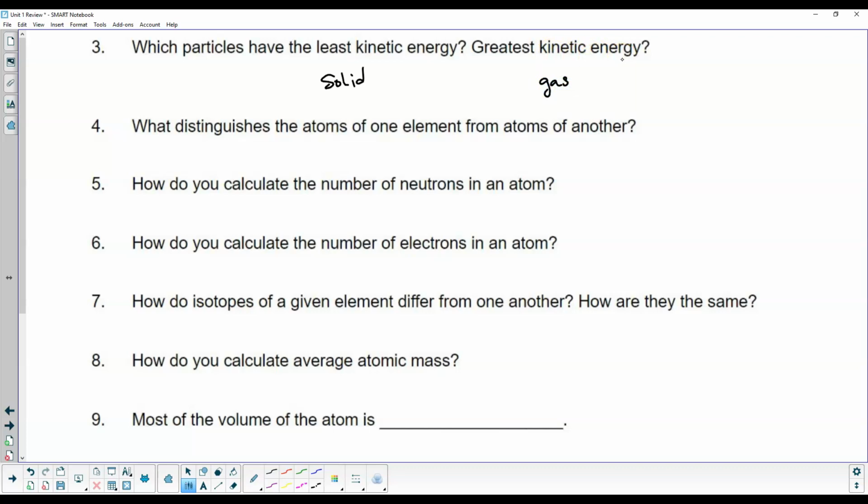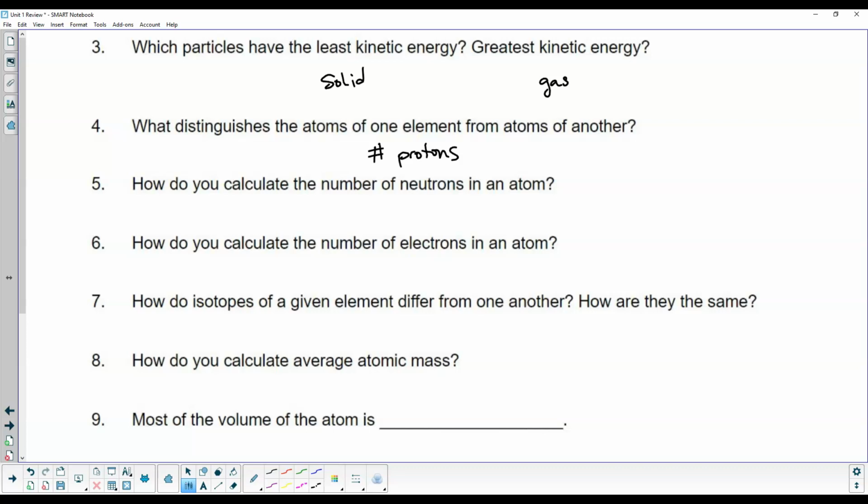What distinguishes atoms of one element from atoms of another? This is the only thing, the number of protons in the nucleus. They can have the same number of neutrons, they can have the same number of electrons. The protons will be unique.